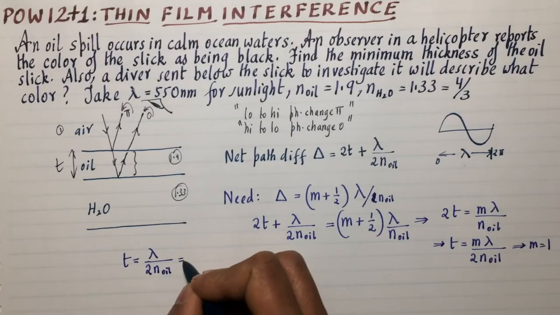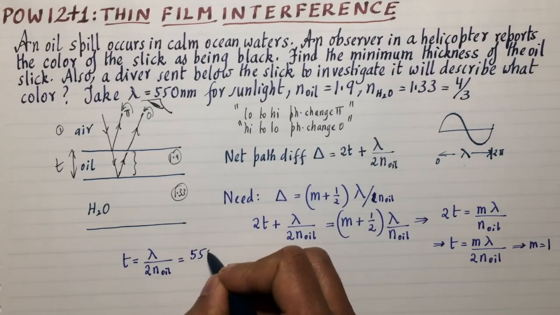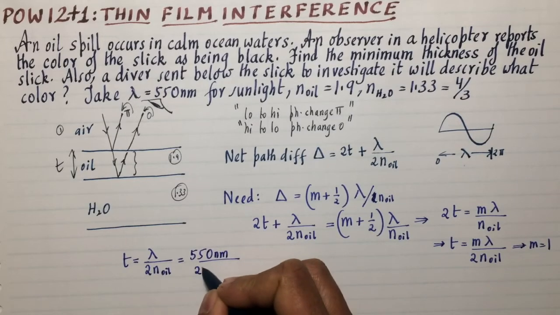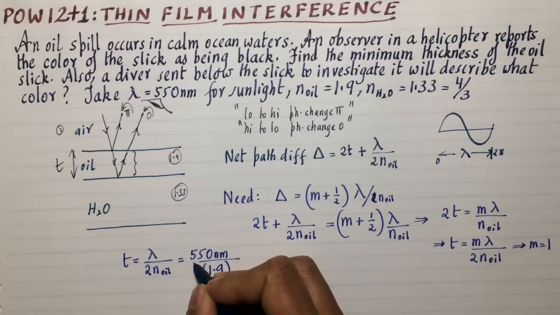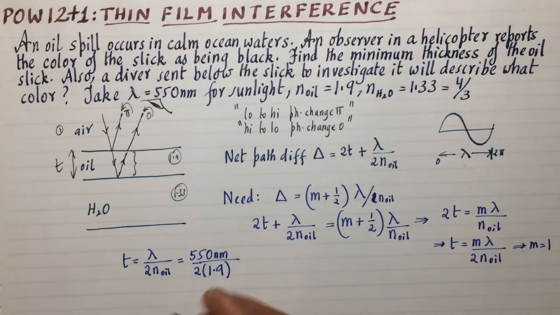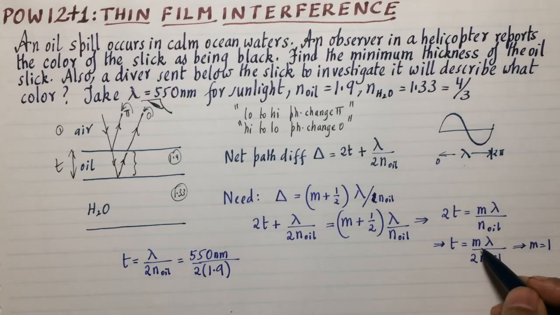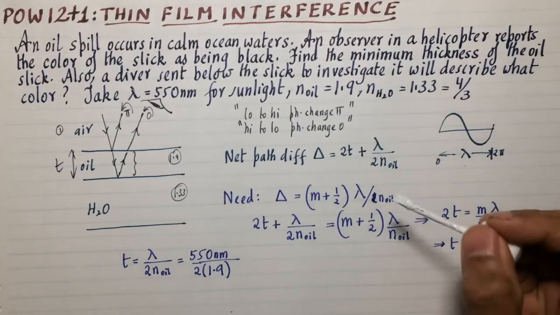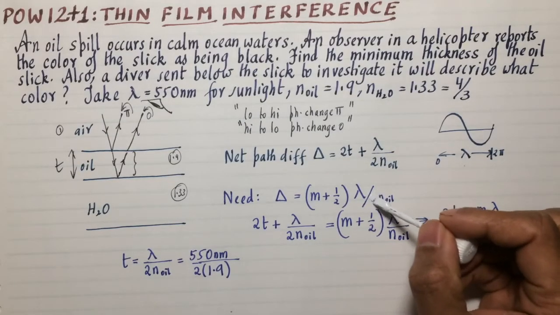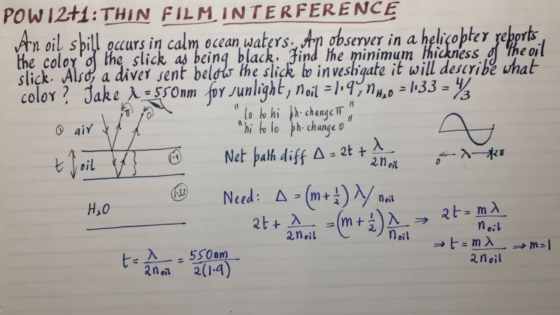And as I said, I don't have a calculator. I'll just indicate the numbers here. It's 550 nanometers divided by 2 times 1.9. And so that's the thickness in nanometers. Now the oil slick can be thicker than that, of course, because higher values of m can be used, but the thinnest minimum thickness is what's asked, and that's going to be given by that. So that's the first half of the problem, what the helicopter person is reporting, and that's the analysis from the helicopter point of view.